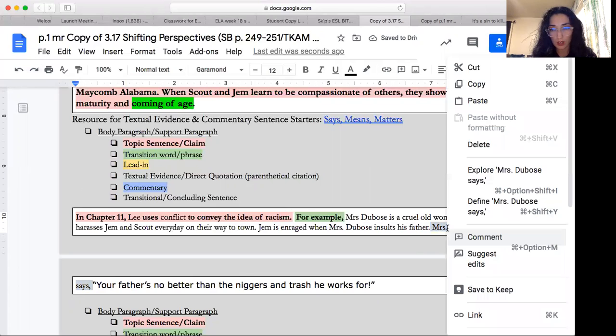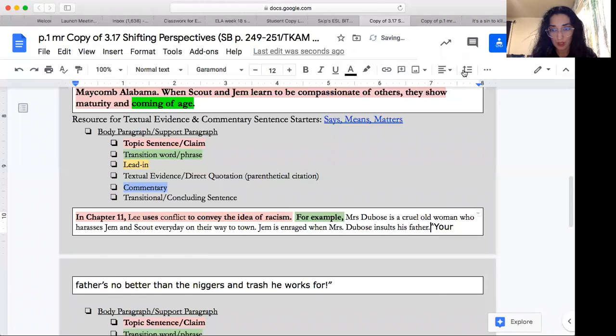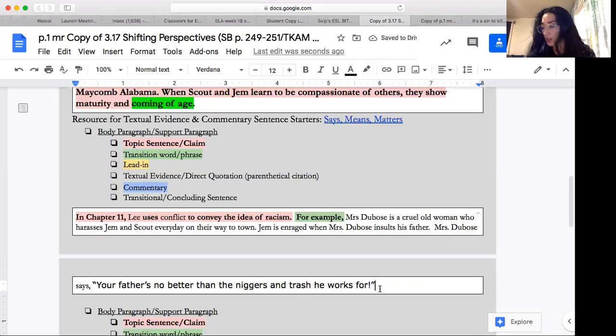We don't really do that when we write essays because it just kind of looks weird, it stands out, it's not good formal writing. So, insults his father. Your father's no better than the N-words and trash he works for. Okay, so that doesn't look good by itself. You never want to do that in an essay. So at least minimum say who said it. Mrs. DeBow says, comma, and then the quote, and then the page number.